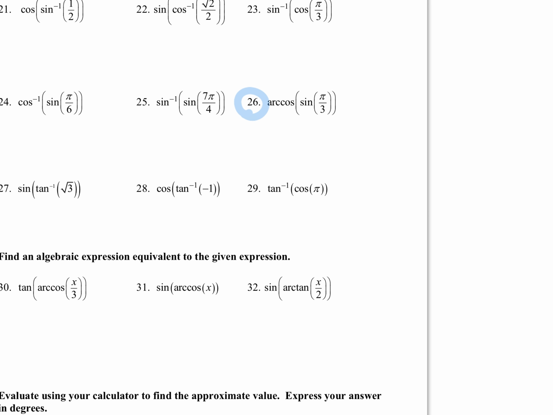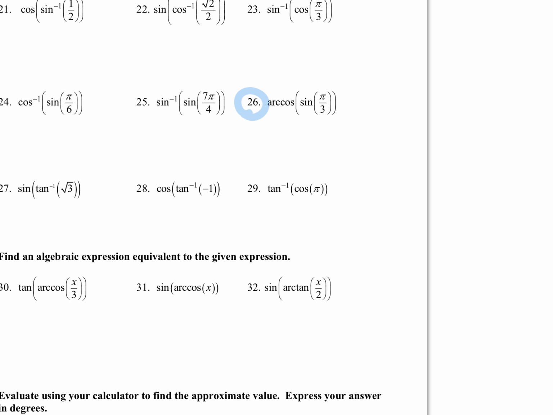All right, let's jump to 26. So, 26, we have 2 issues here. We have our cosine, and then sine pi over 3. We won't deal with the cosine first. PEMDAS, we're going to go from inside out, parentheses first. So you're looking at your unit circle here. What's the y value at pi over 3? The unit circle will tell you that it's root 3 over 2.